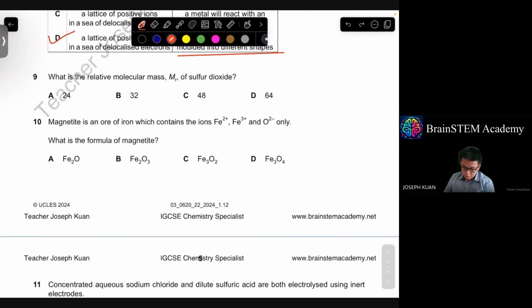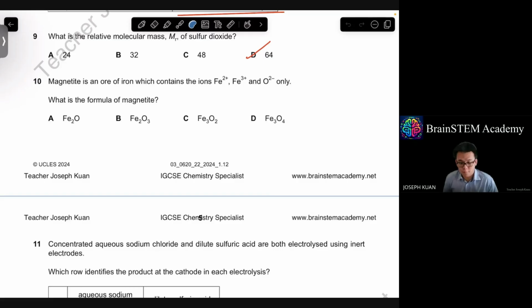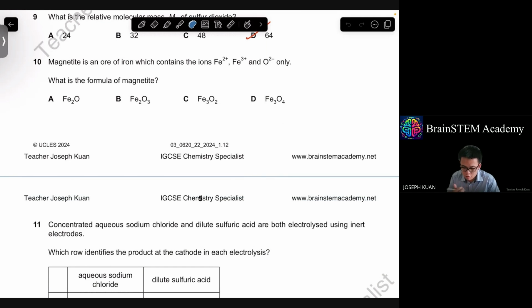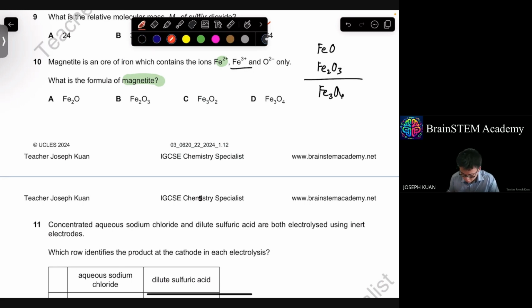Next, what is the relative molecular mass of sulfur dioxide? That can be gotten from the periodic table: 32 plus 16 times 2, or in total 64. Okay, question 10. Magnetite is an ore of iron which contains the ions Fe2+, Fe3+, and O2-. What is the formula for magnetite? Fe2+ forms a 1-to-1 ratio with the oxide ion, whereas Fe3+ forms a 2-to-3 ratio, given that it's 3+ and 2-. So sum them up together, and you actually get Fe3O4. So magnetite is a unique one. It has the formula Fe3O4.